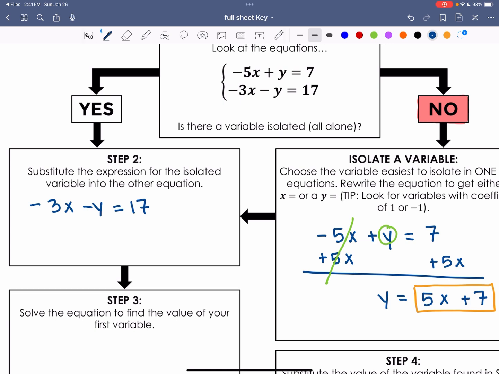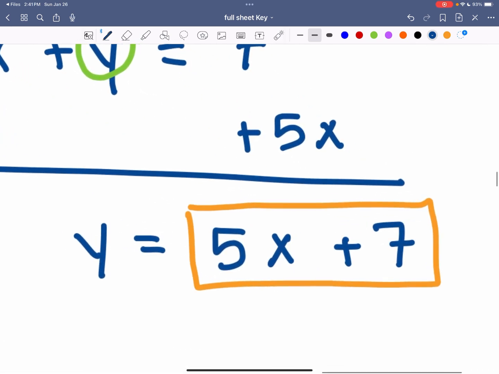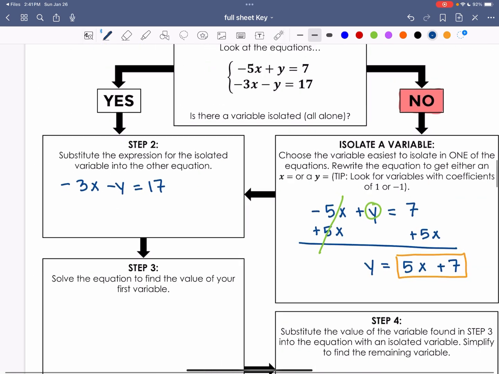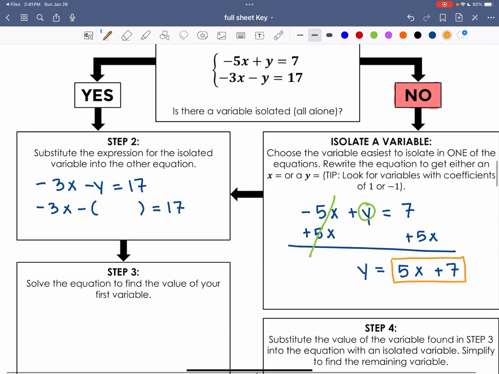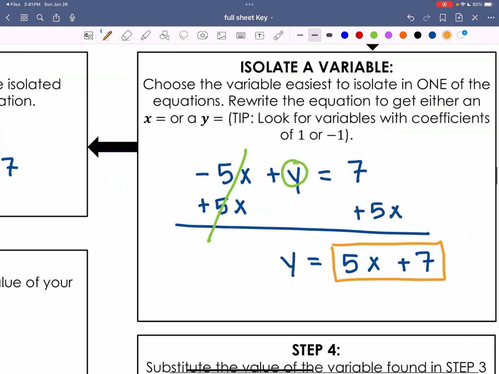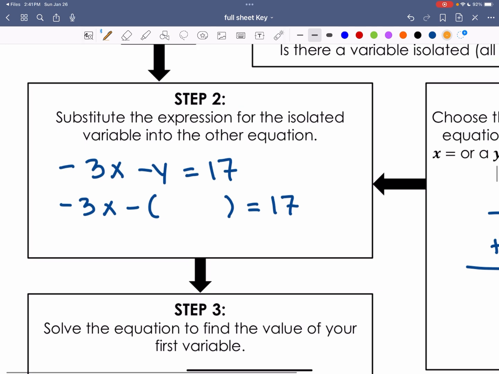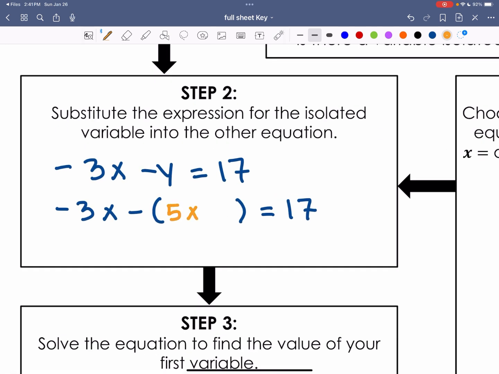And everywhere we wrote a y, we are now going to replace it with what y is equal to, 5x plus 7. Now, one thing that you have to be really mindful of when you do this is we have 3x take away all of what y was. So make sure you put parentheses down. And then we are going to replace it with that 5x plus 7 from over here. All right. So that's it for step 2.